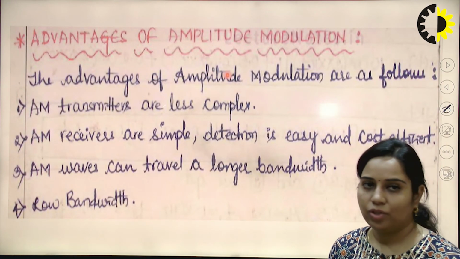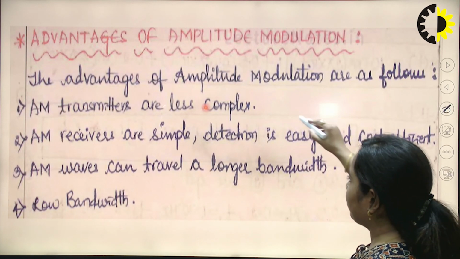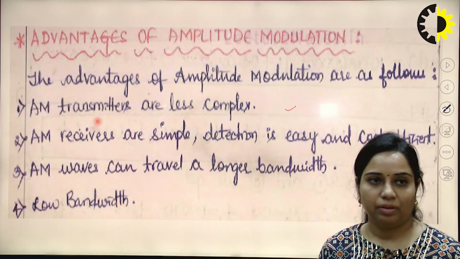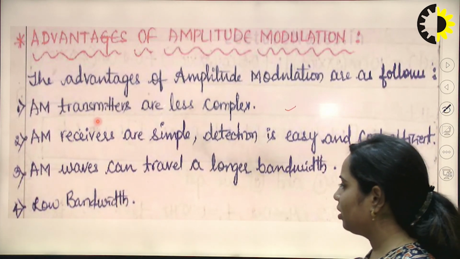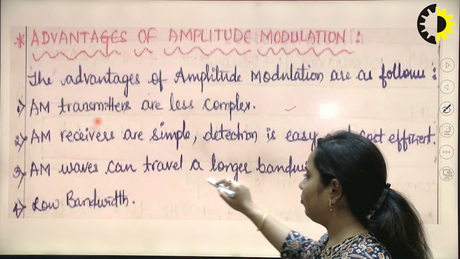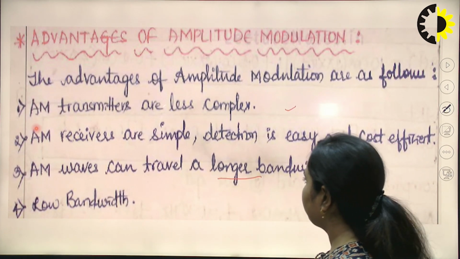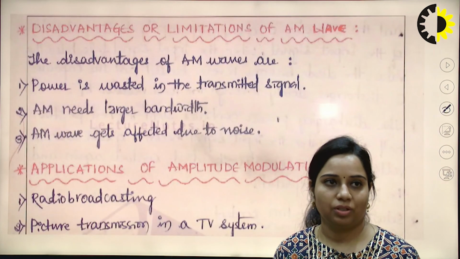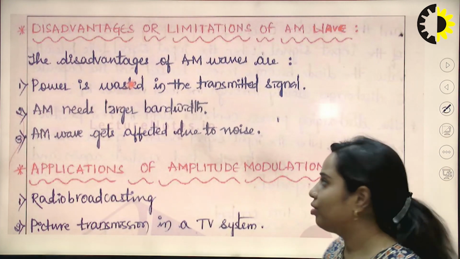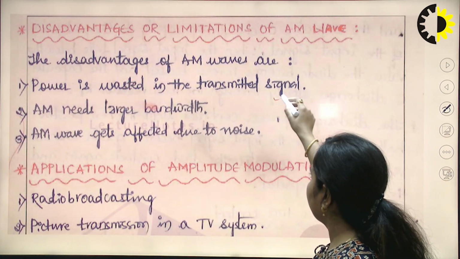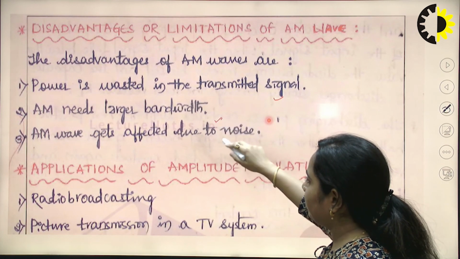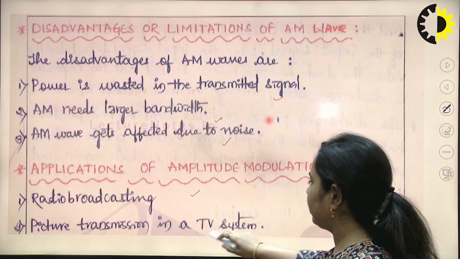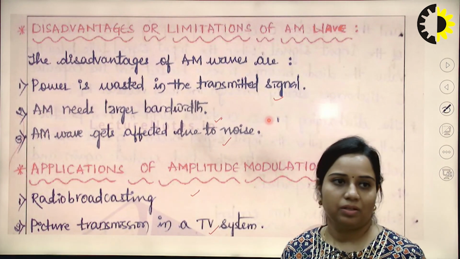Next are the advantages of amplitude modulation. AM transmitters are less complex as compared to FM modulators. It uses low bandwidth. An AM wave can travel over a longer distance. Its receivers are also simpler, and detection is easy and cost efficient. Next are the disadvantages or limitations. Power is wasted in the transmitted signal. AM needs larger bandwidth. An AM wave gets affected by noise. Applications of AM are radio broadcasting and picture transmission in a TV system.